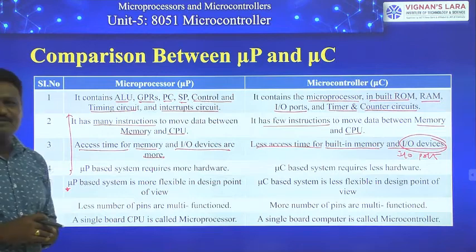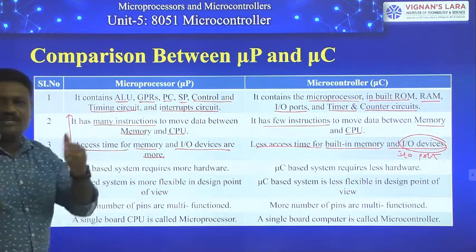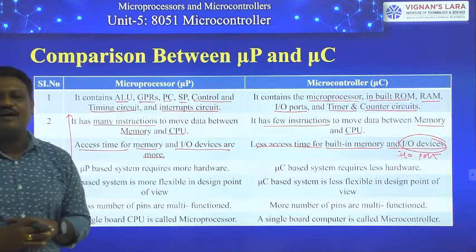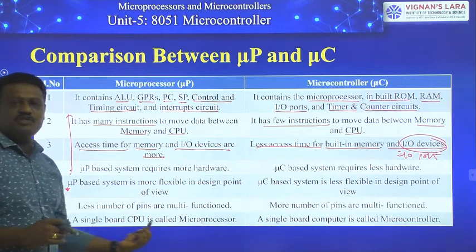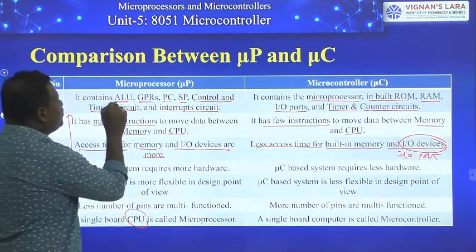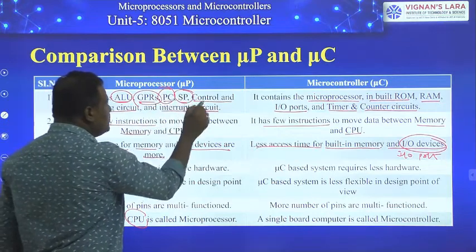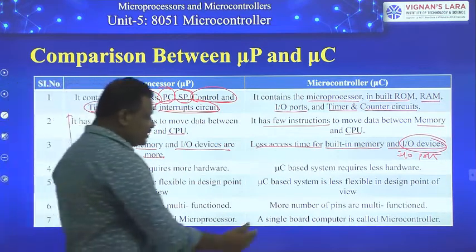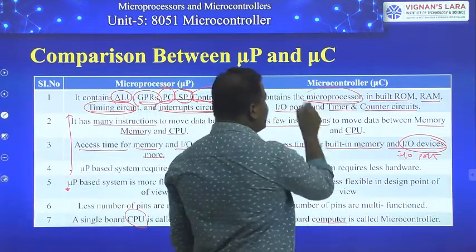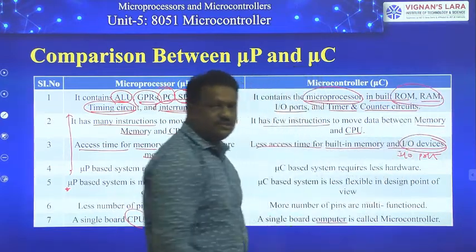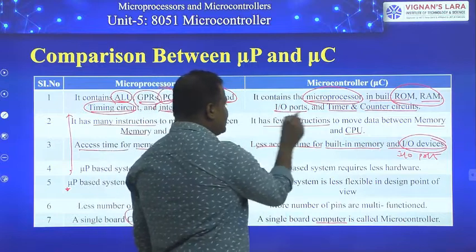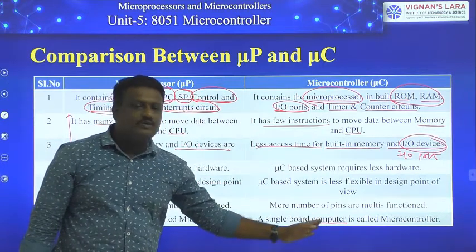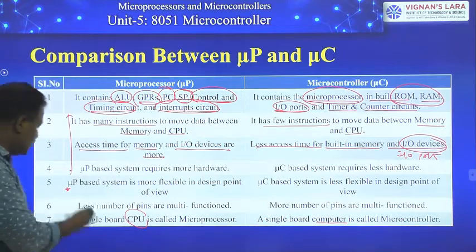And coming to the last simple point, what is a microprocessor. I can say in a simple statement, a single board CPU is called a microprocessor, and a single board computer is called a microcontroller. Because a CPU contains all these blocks: ALU, GPRs, PC, SP, control and timing circuits, as well as interrupt circuits. All these are present on the CPU. But if you come to the computer system, you may identify a processor, which acts as the CPU, and it has memory elements, both read-only memory as well as random access memory, and it has I/O ports for connection of I/O devices. So here I can say that a microcontroller is a single board computer. It's called a microcontroller.